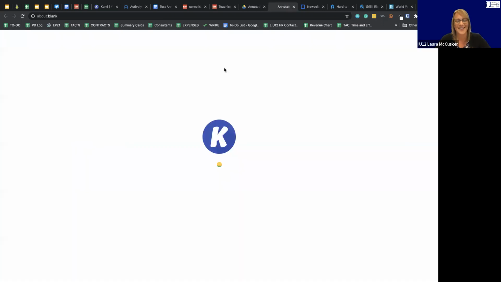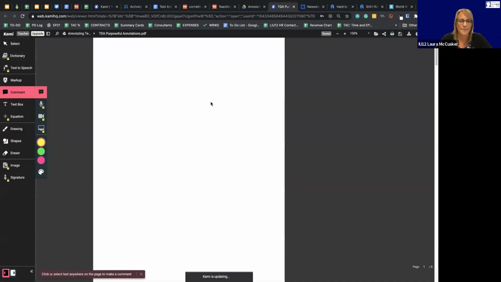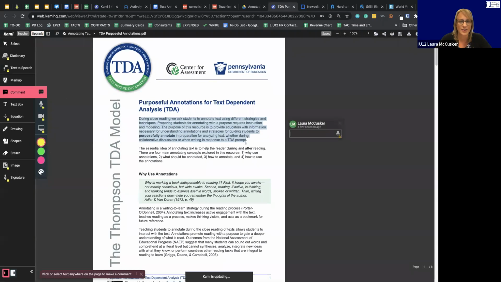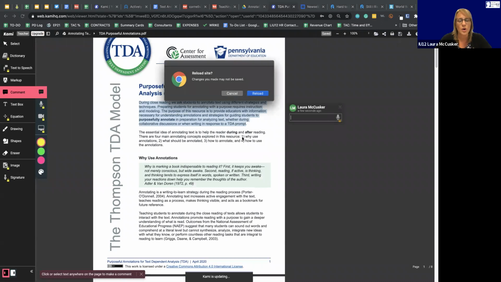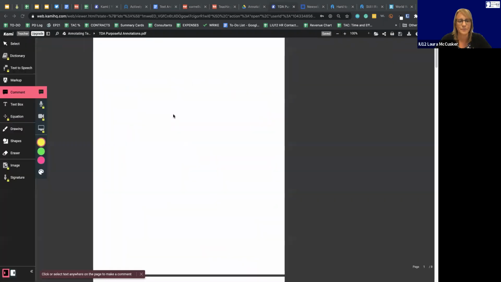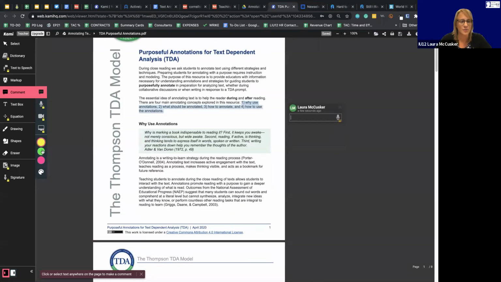For free, what Kami allows a student or you as the educator to do is to go in and annotate anything on the PDF that they're currently looking at. Notice that I can give a color on the left. It's going to make me reload my page. You can see where some of this information was already being used. I could make this highlighting a color.